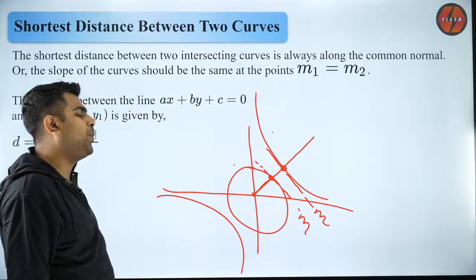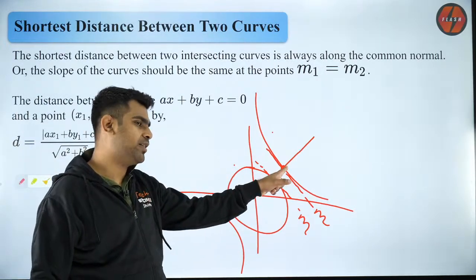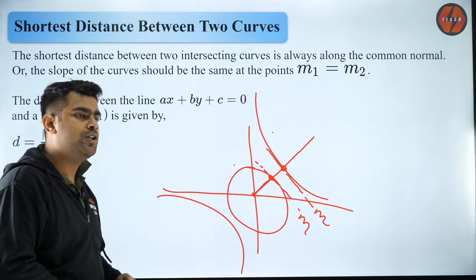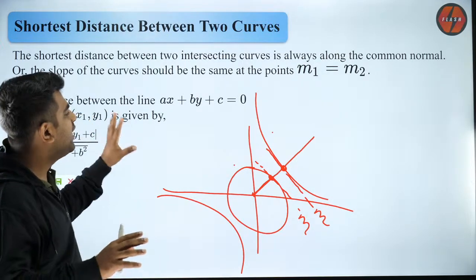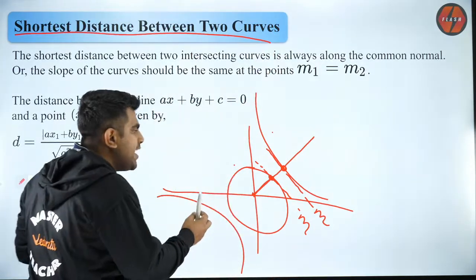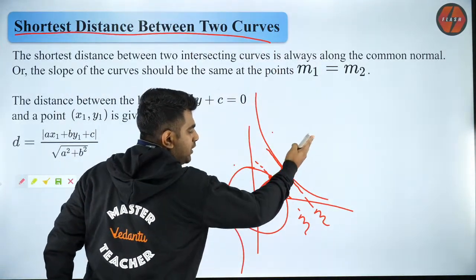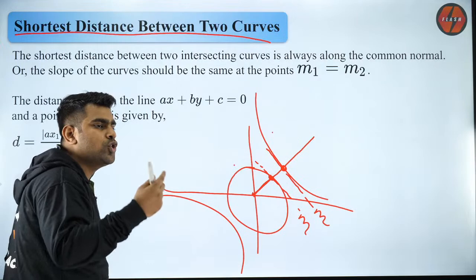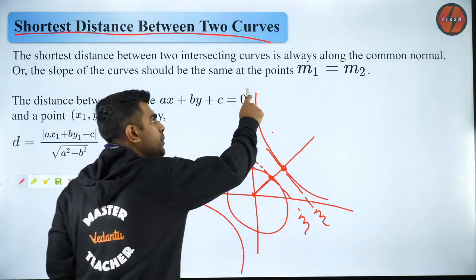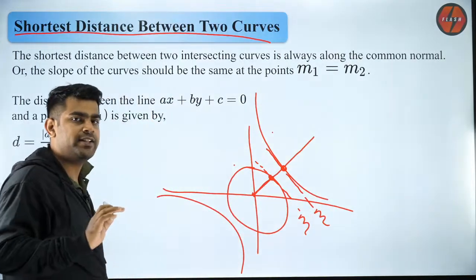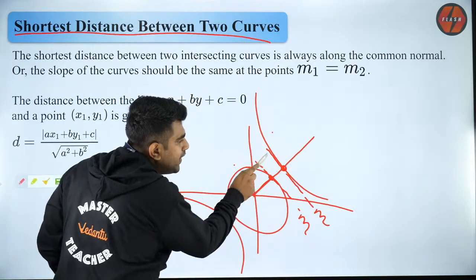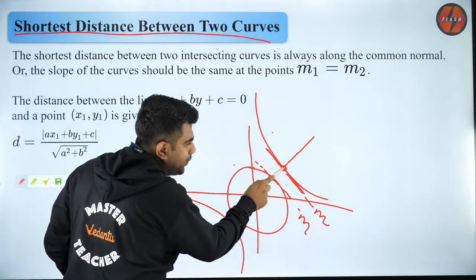That will give us the points over here and here, and from there we can get the answer. Okay? So please understand, whenever we talk about shortest distance between two curves, it is always along the common normal. When I say common normal, it is going to be normal to the first curve and normal to the second curve. Got it?